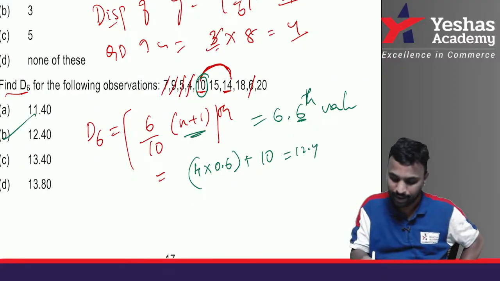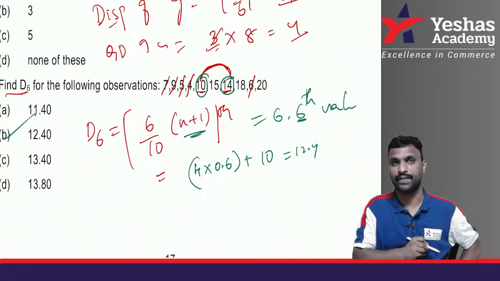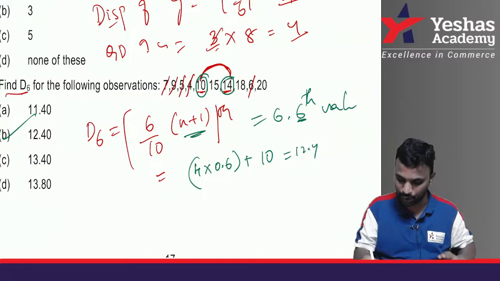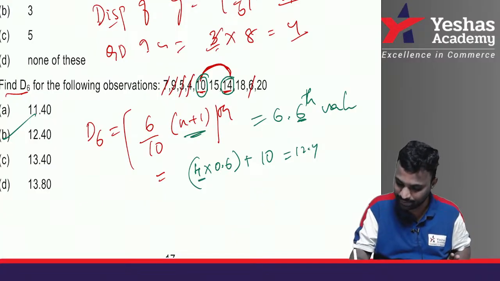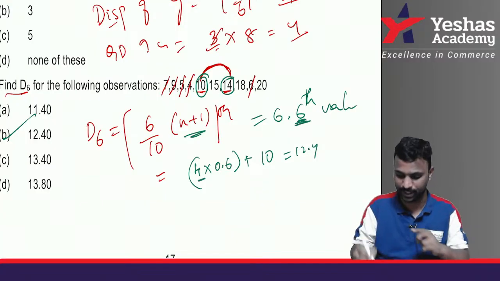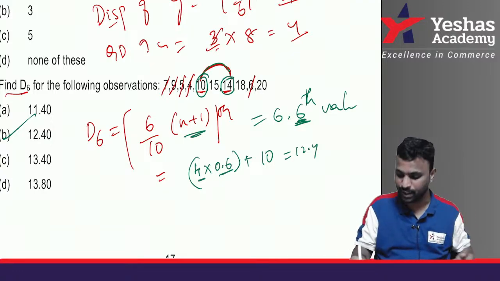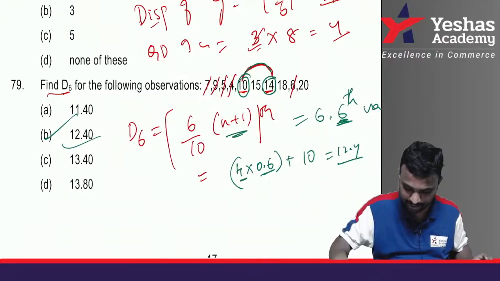I'll repeat. Identify the 6th and 7th value, because 6.6 lies between the 6th and 7th only. Take the difference between the two, which is 4. Multiply that with the decimal value of the 6.6, which is 0.6. Add that with the least among the two values, which is 10. So you get 12.4. Option B is the right answer.